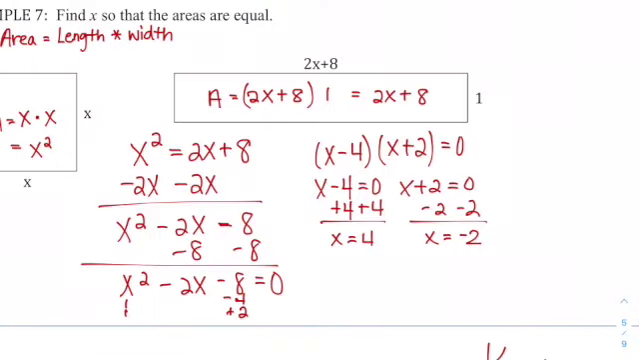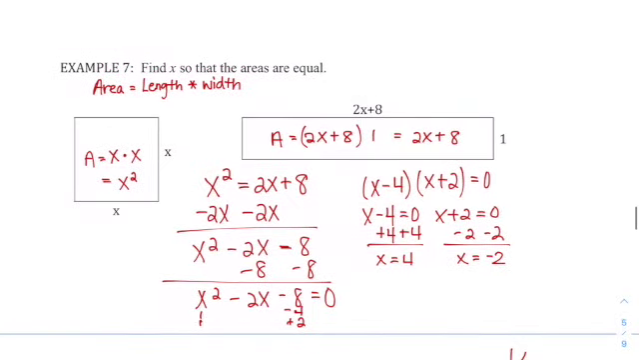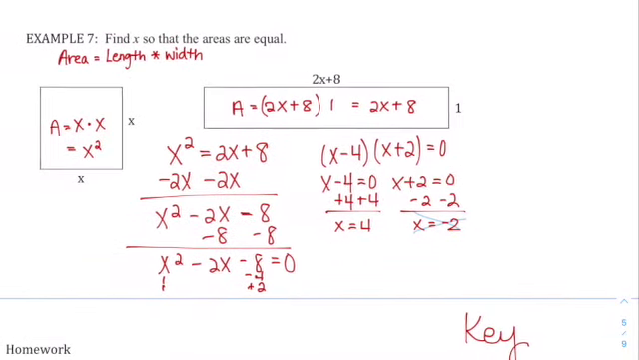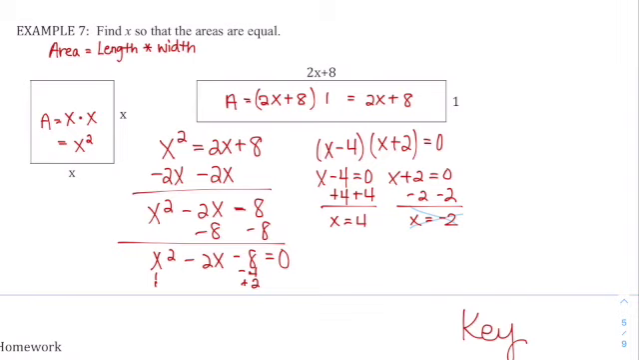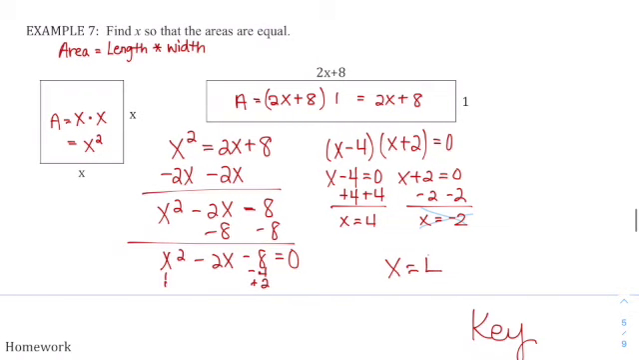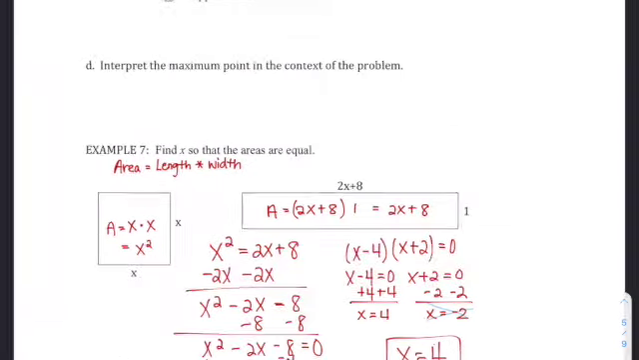Now the problem is you got 2 answers, and because this is an area and can never have a negative number, you are not allowed to use x equals negative 2. So for your answer, the length of the side is 4 for the one on the left hand side, and for the other one, the length is going to be 2 times 4 plus 8. Since I did not ask for it, you can just say find x. So therefore, the only answer you are allowed to have is x equals 4. If you put down both answers at the very end, you will get it wrong. All right. So that's example number 7.